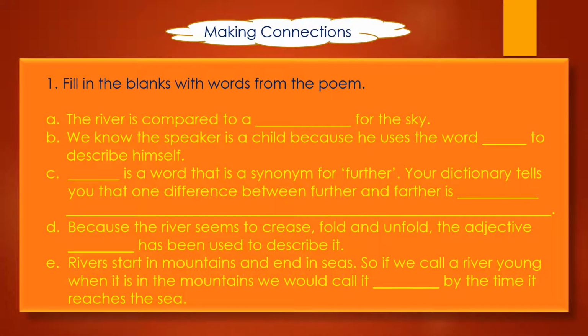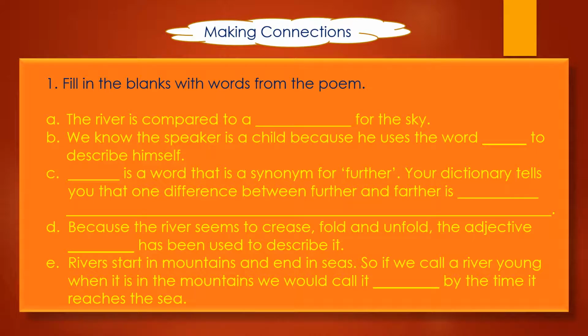So children, now let's see the exercises. It is making connections, right? And question number 1 is the fill in the blanks. Fill in the blanks with words from the poem. So children, here you have to fill the given blanks by using the words from the poem. Let's see A part. The river is compared to a dash for the sky. So children, for the sky, the river is compared to what in the poem, if you remember? Yes, just recall the poem.